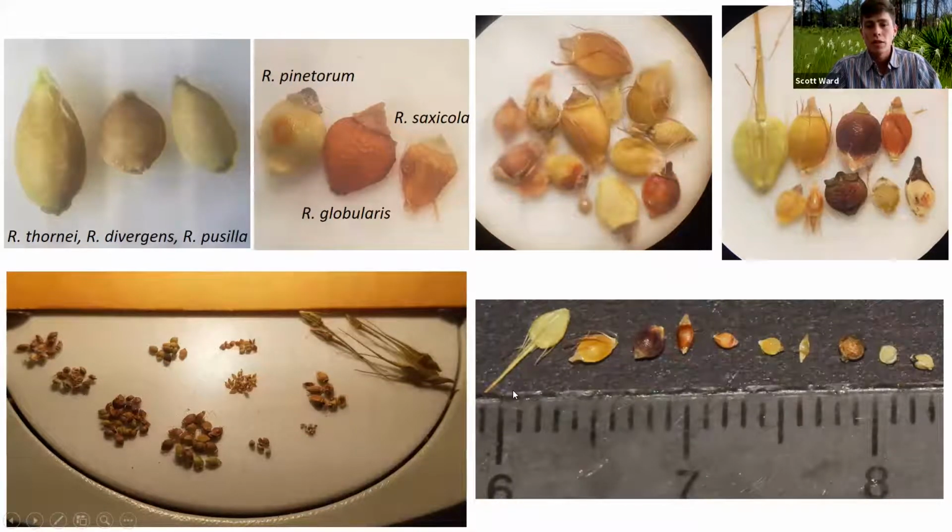So here's a ruler for scale to show you the difference in these achenes lined up. And then this is how I group them on my dissecting scope at home, showing the size difference as well.